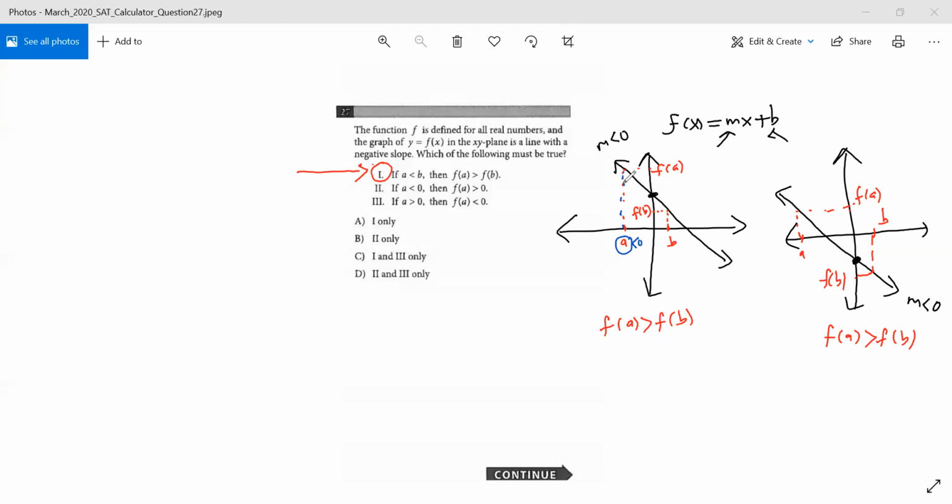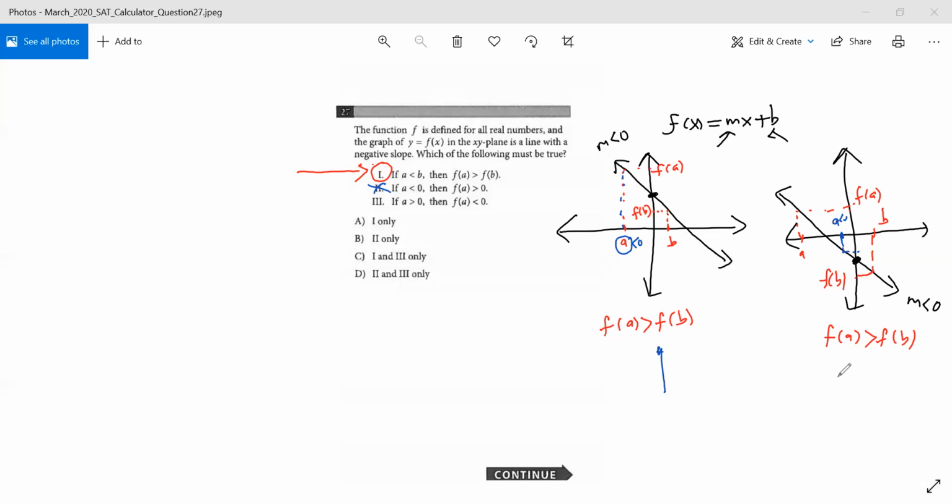Now let's pick another number that is less than 0. I could choose this one, right? See, A is less than 0 here as well. But if I look at the y value, the y value is negative, so it's not positive. So this cannot be correct. Yes, it's correct with the first graph, but it's not correct with the second graph.